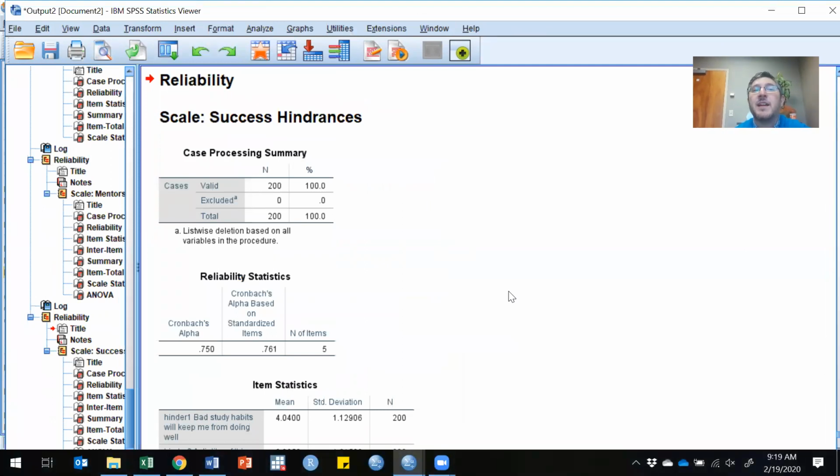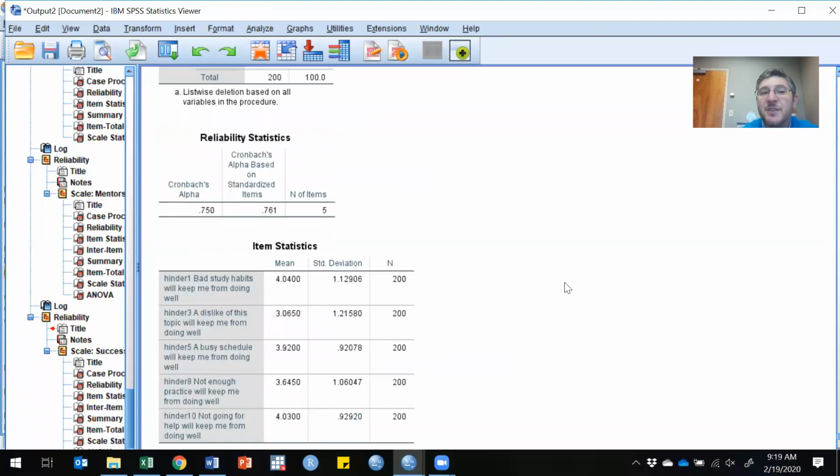Here we go. So we look for our first scale, success hindrances. We get a Cronbach's alpha of 0.75, which is pretty decent. Usually we want these to be greater than 0.7. Greater than 0.6 is borderline. It's probably okay. Less than 0.6 indicates not very good reliability.